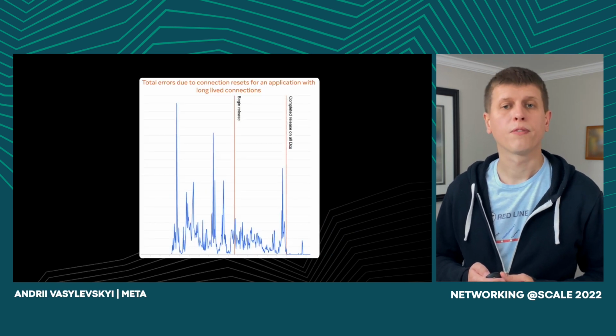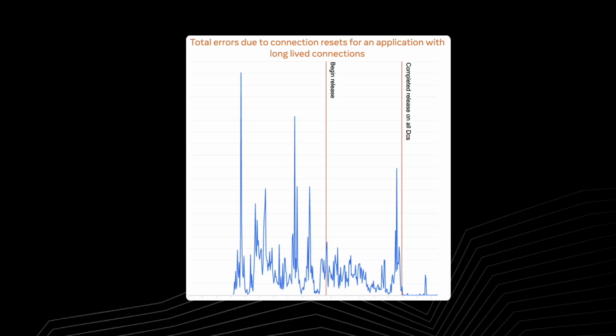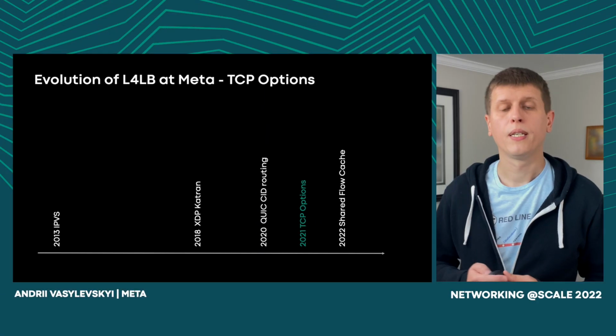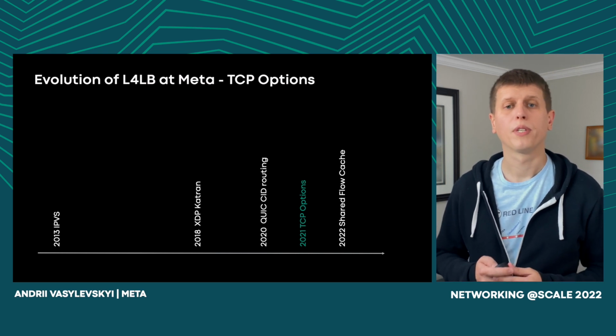So when we enabled this functionality in our network, we practically saw a reduction to 0 of all misrouted packets for QUIC connections in our data centers, and the amount that we could see was almost 0. So it worked really well for us with QUIC, and naturally, we wanted to have something similar for our TCP traffic.